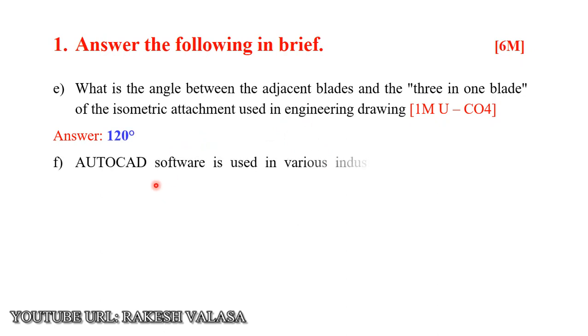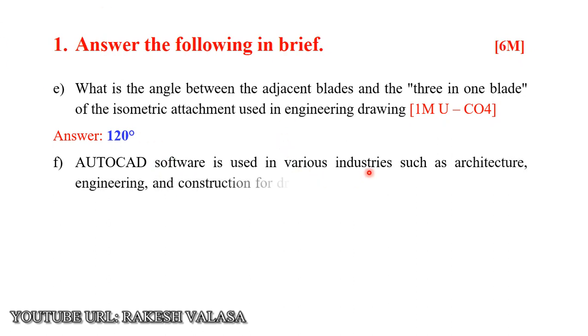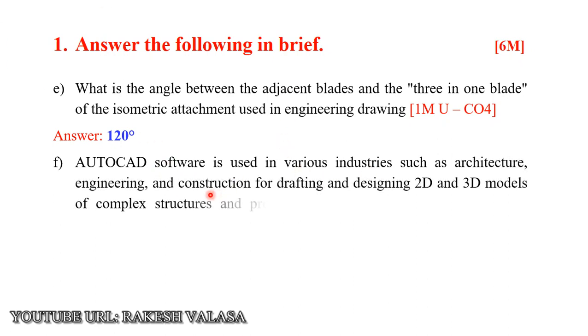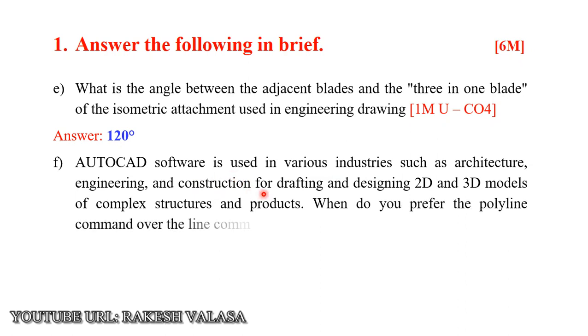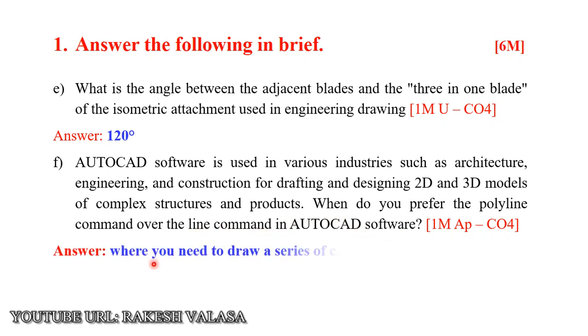Question number F. AutoCAD software is used in various industries such as architecture, engineering, and construction for drafting and designing 2D and 3D models of complex structures and products. When do you prefer the polyline command over the line command in AutoCAD software? The answer is where you need to draw a series of connected line segments. We are using polyline command.